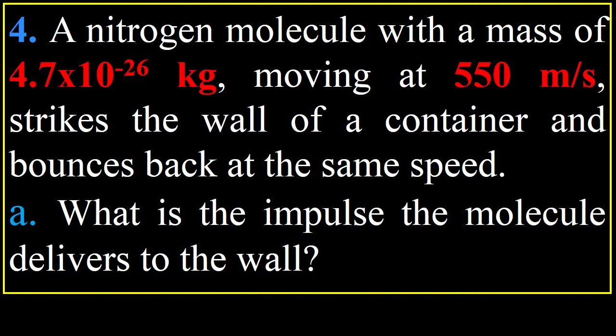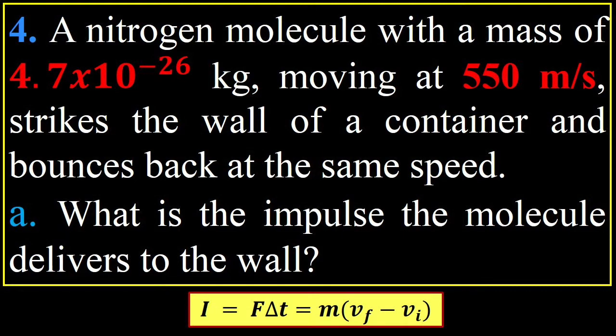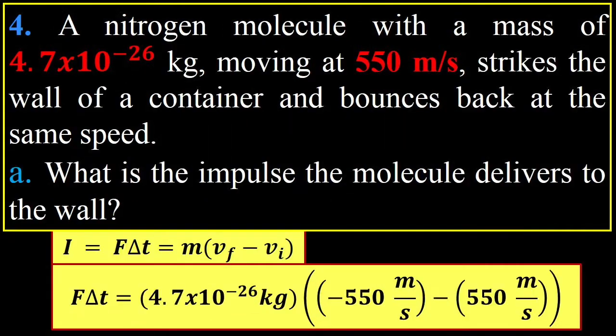Since it's bouncing, you're going to have a change in velocity of 1100 meters per second. It's a very small mass. The final velocity is going to be negative 550, so it'll be negative 550 minus a positive 550, which is negative 1100. But the value is going to be fairly small.